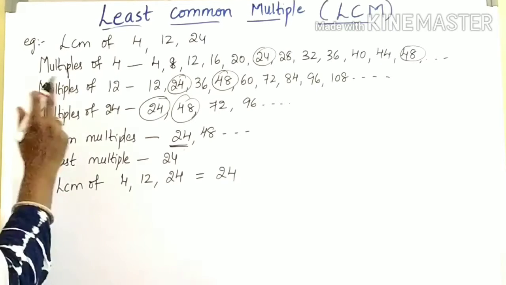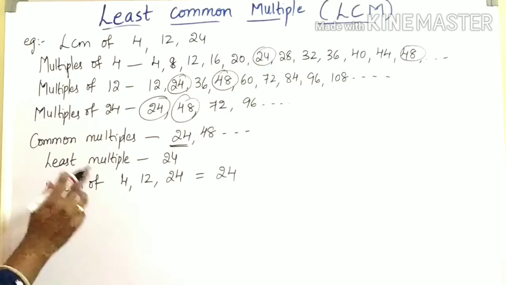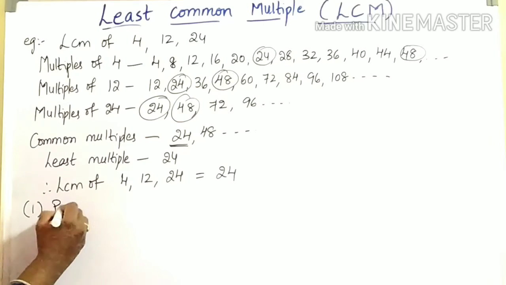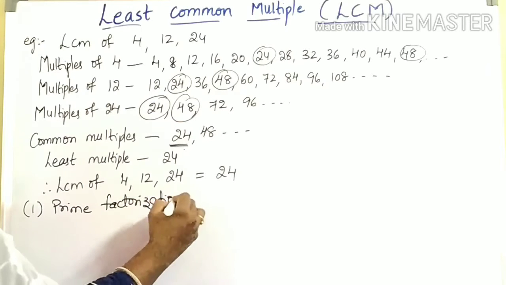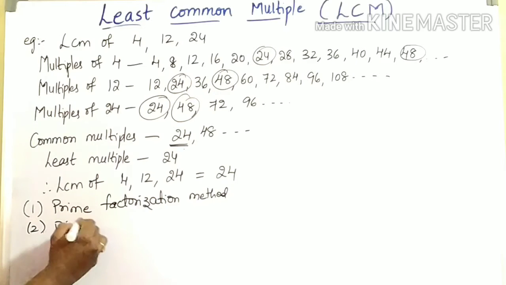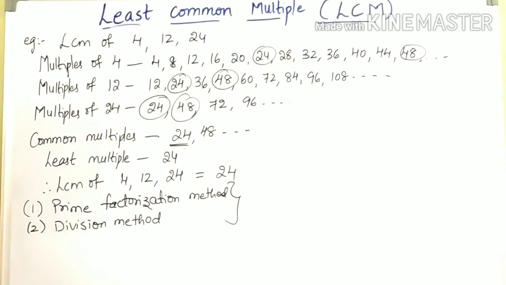Instead of writing all the common multiples of the given numbers every time to identify the least one of them, we can just find the LCM of those numbers directly. So, we have two methods for finding LCM. First method is prime factorization method, and second method is division method. So, instead of writing all the multiples for every number, we can do it in these two methods. Now, we will discuss these two methods.